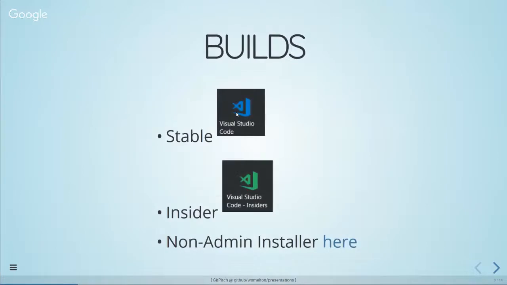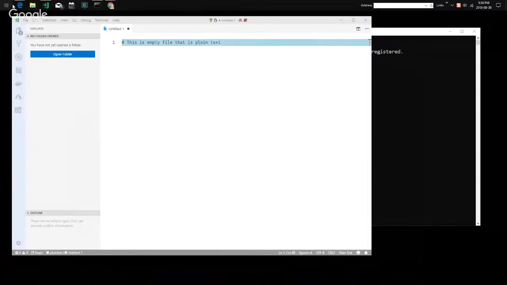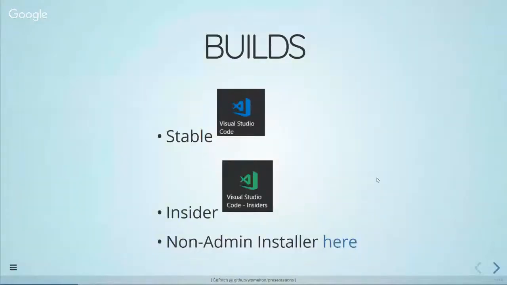So there are 2 builds that go with Visual Studio Code. The stable one is your standard one that a lot of folks will use in production. The Insider Edition is going to be your beta release. Insider is released generally about every day, sometimes every week. I've had 2 releases come out within a single day before.